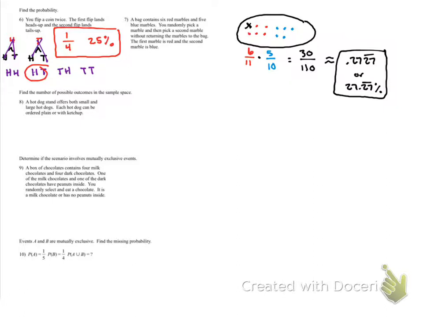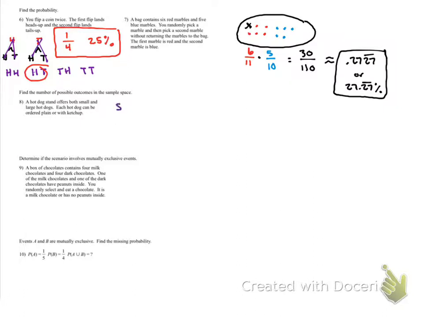Number 8. Find the number of possible outcomes in the sample space. A hot dog stand offers both small and large hot dogs. Each hot dog can be ordered plain or with ketchup. So find the number of possible outcomes in the sample space.